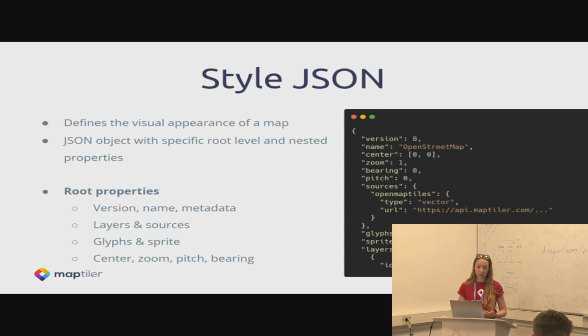Then, for example, layers and sources are pretty critical because they define the features that will be loaded in your map. Glyphs are for loading fonts, sprites for loading icons, but these are not mandatory, though it's nice to have them. And center, zoom, etc. tell the renderer the initial position of your map. For example, you are zoomed in on Kosovo or something like that.